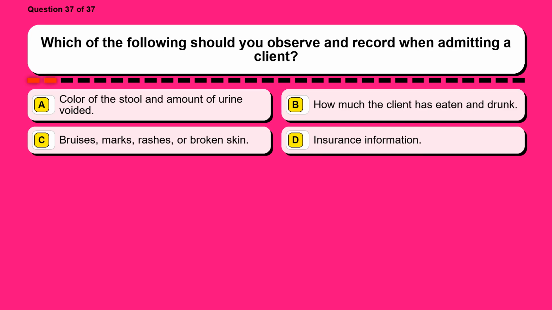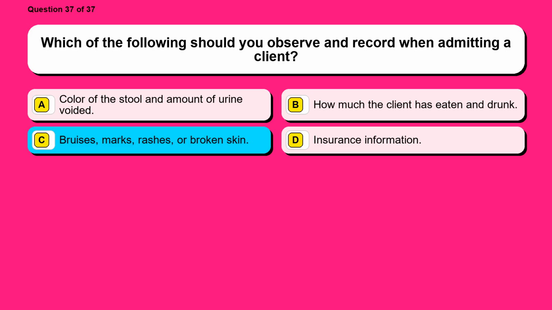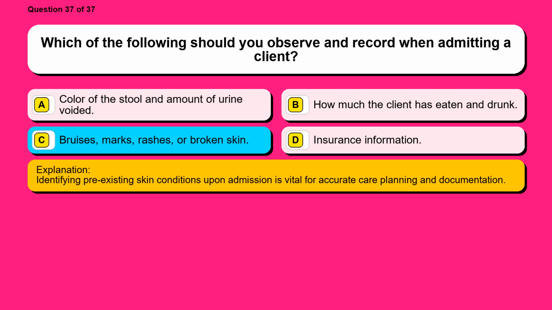Question 37. Which of the following should you observe and record when admitting a client? Option A, color of the stool and amount of urine voided. Option B, how much the client has eaten and drunk. Option C, bruises, marks, rashes, or broken skin. Option D, insurance information. The correct answer is option C, bruises, marks, rashes, or broken skin. Identifying pre-existing skin conditions upon admission is vital for accurate care planning and documentation.